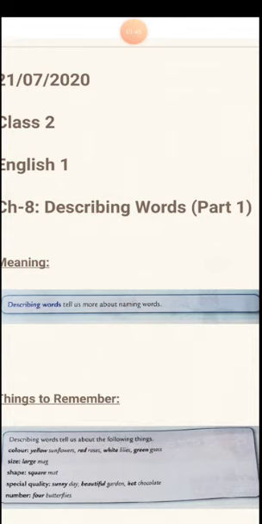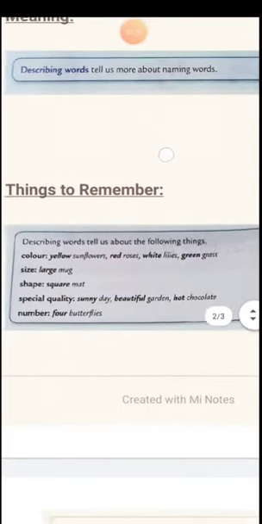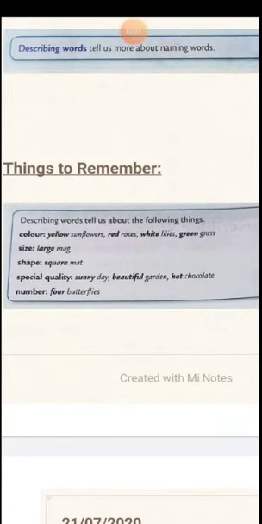So what are describing words? Describing words tell us more about naming words, means they describe the nouns, and describing words have another name in grammar, and that name is called an adjective. Like naming words in grammar, we call them nouns. Same way, describing words in grammar are called adjectives. Now, when we say they describe the naming words, what do they describe? We should know what they describe.